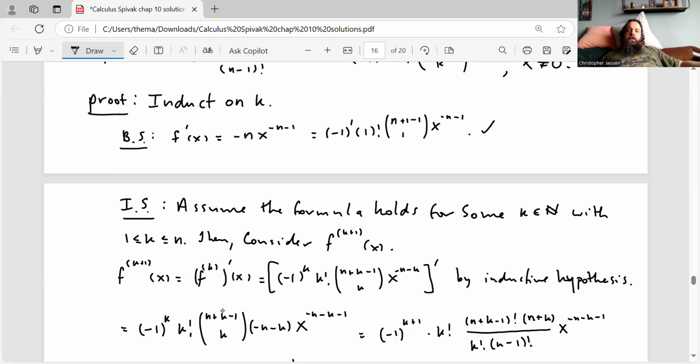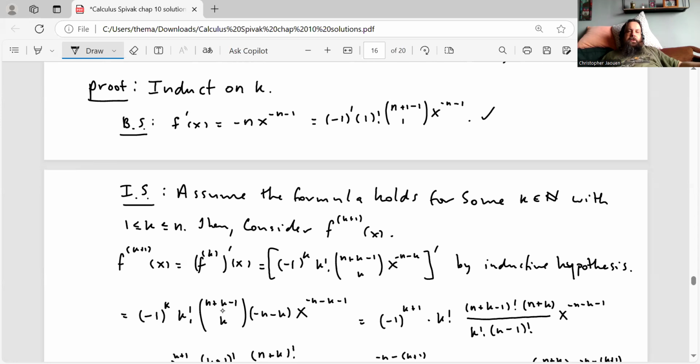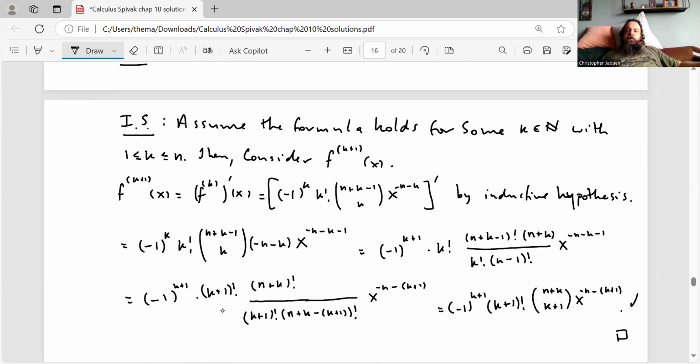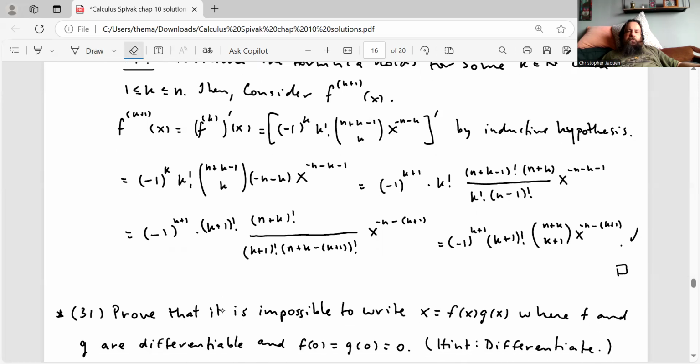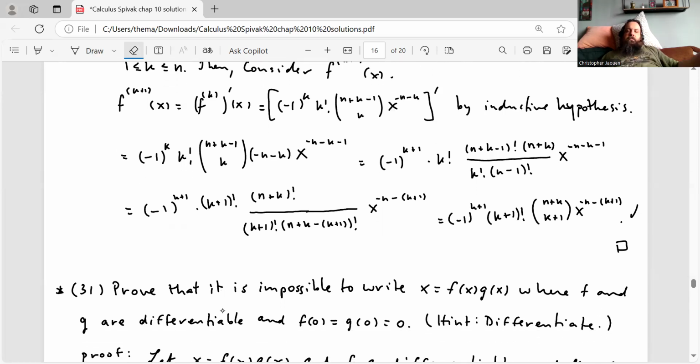So induct on k. The first derivative is just the power rule, so we don't really need to belabor that. Go to the inductive step: assume the formula holds for some k and n with k between 1 and n, then consider the k plus first derivative. Then that's equal to this by the inductive hypothesis, and then we can apply the derivative here, which gives us this expression over here. And then we can just do some algebraic manipulation to get what we want. So multiply by k plus 1 over k plus 1. And notice that n plus k times n plus k minus 1 factorial is n plus k factorial, and k factorial times k plus 1 is k plus 1 factorial. Then notice that we end up with this expression here, which is exactly what we want. Right? And that proves the theorem.